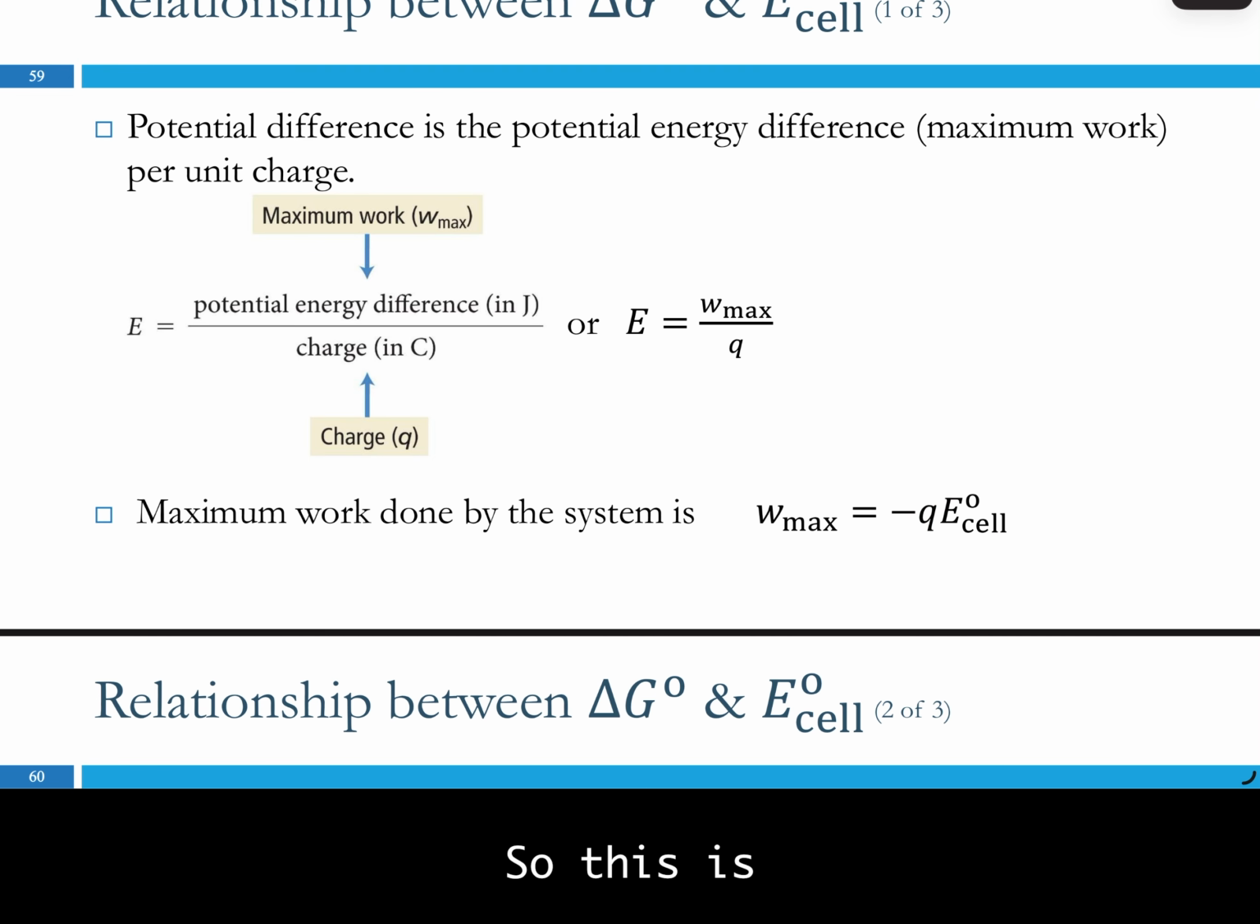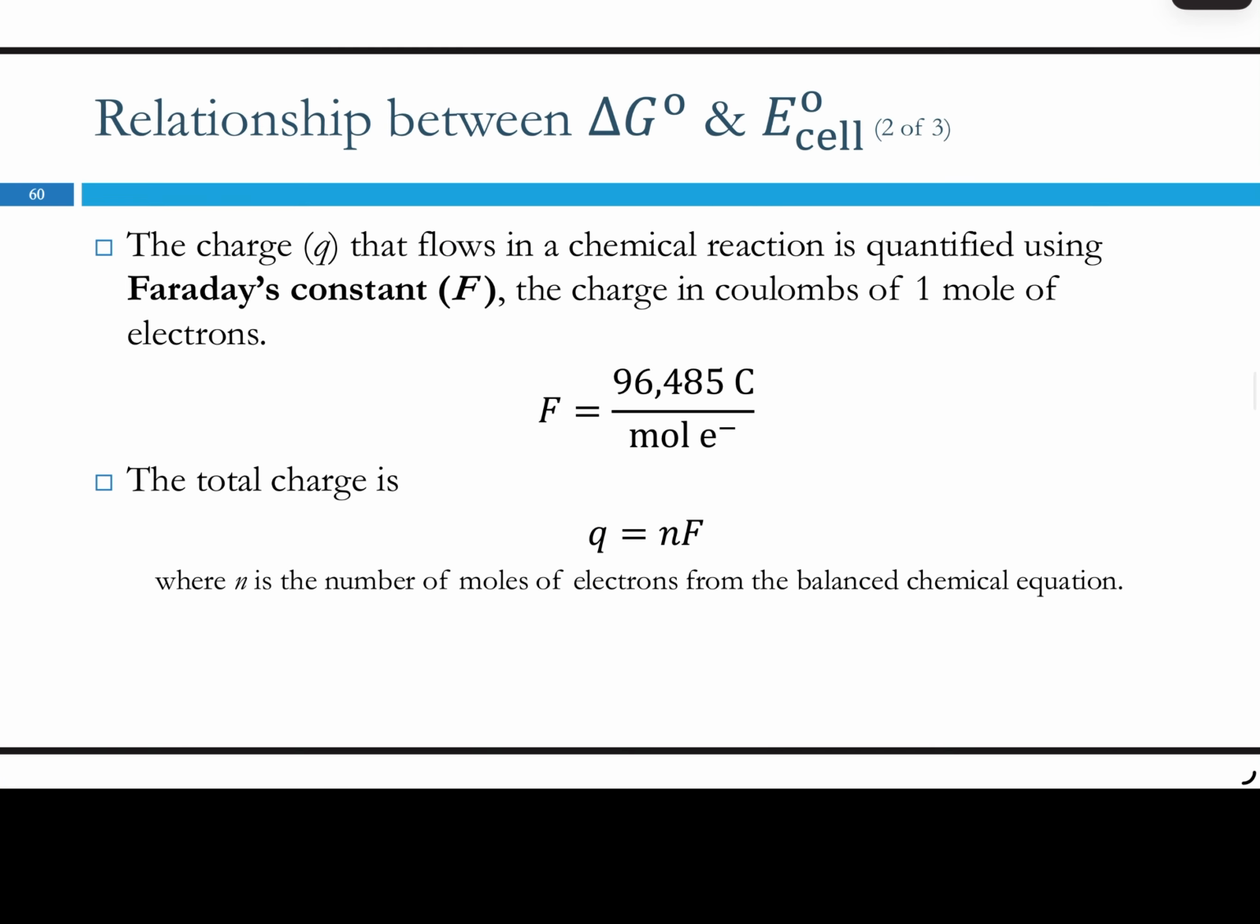So this is 2 times Faraday's constant, which is 96,485, times E cell, which is 2.71. 2 times 96,485 times 2.71 is a negative 522,948 joules.